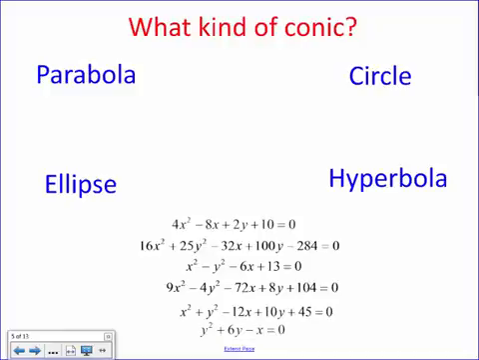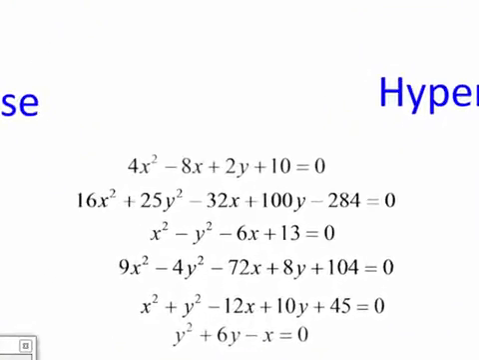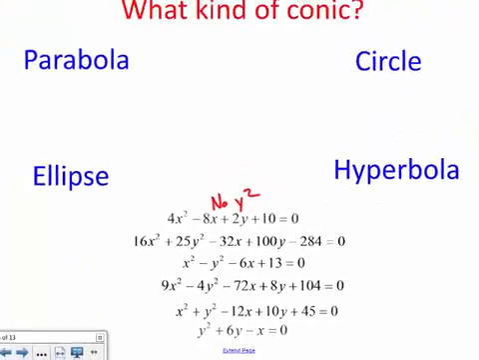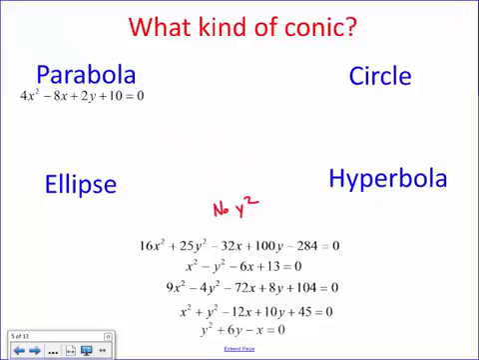So the key is to look for x squareds and y squareds. That's kind of the main thing. So if I look at this first guy, what's it missing? There's no y squared. So what does that mean? It has to be a parabola, because the rest of them have squares, an x squared and a y squared. If it's missing one of the y squareds or the x squareds, it's always going to be a parabola. And we'll get into later whether it's going to be up and down or left or right, whether it's going to be x equals or y equals.